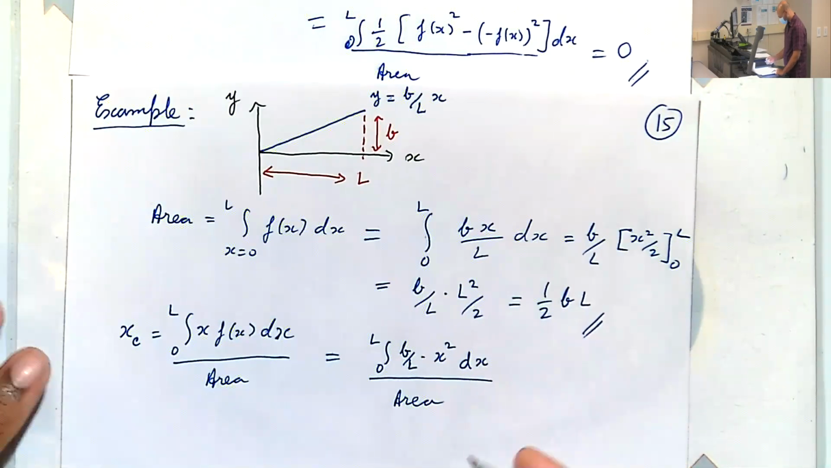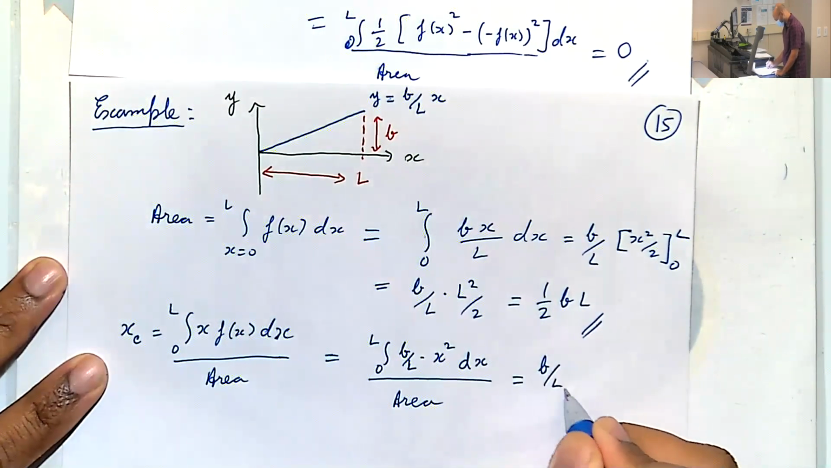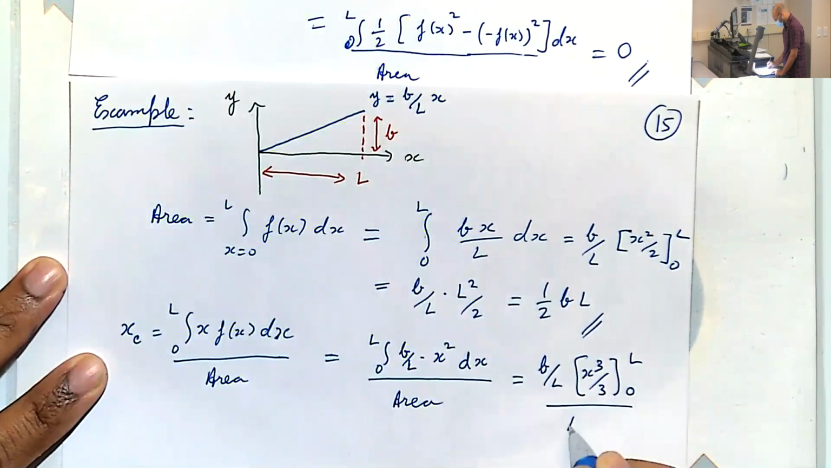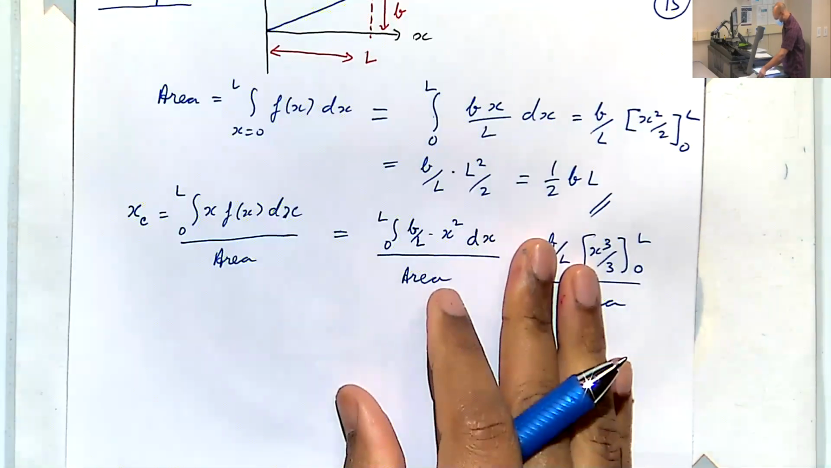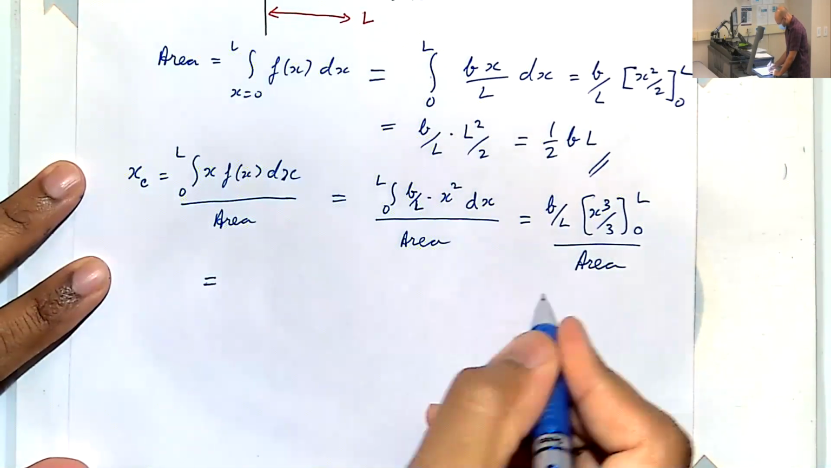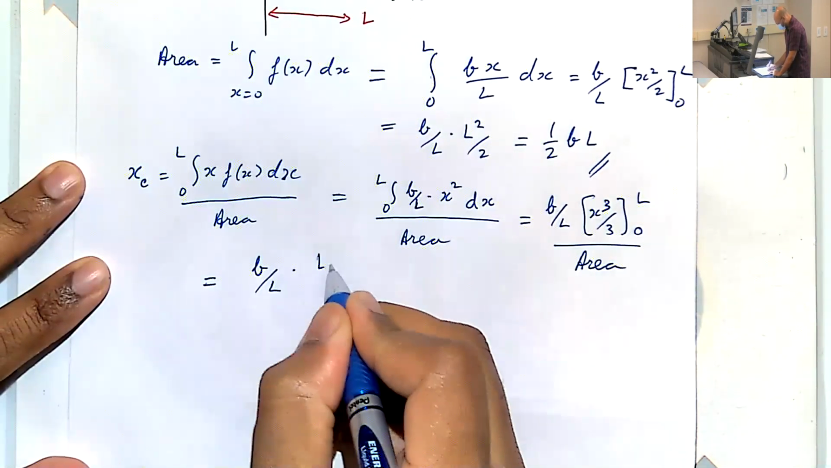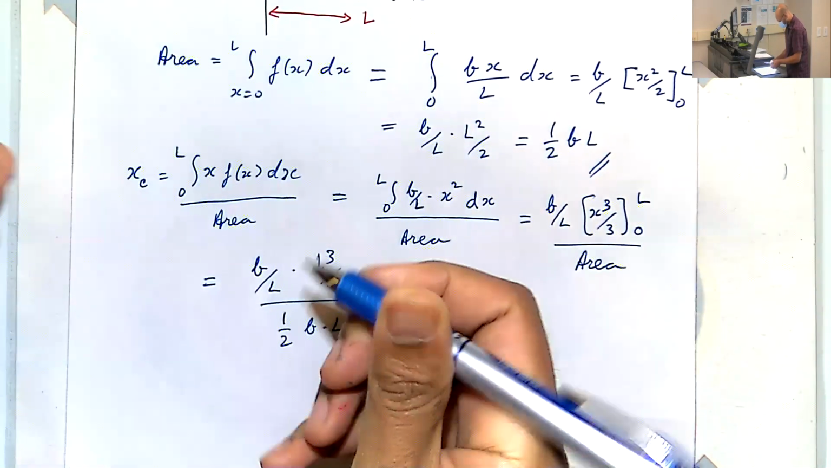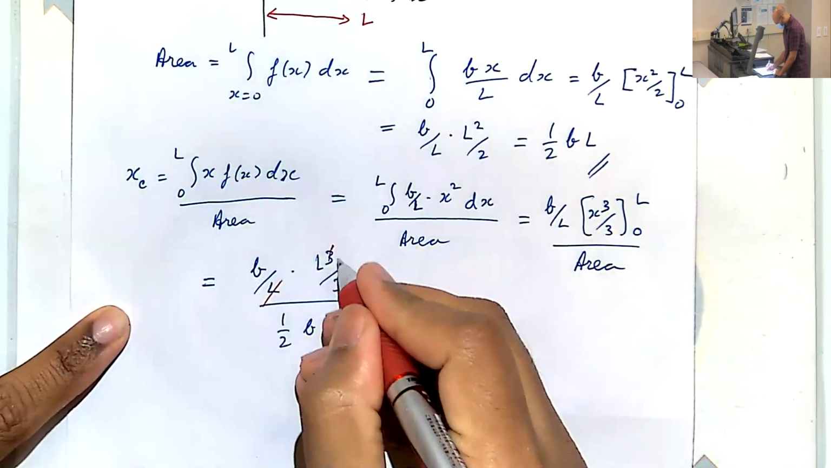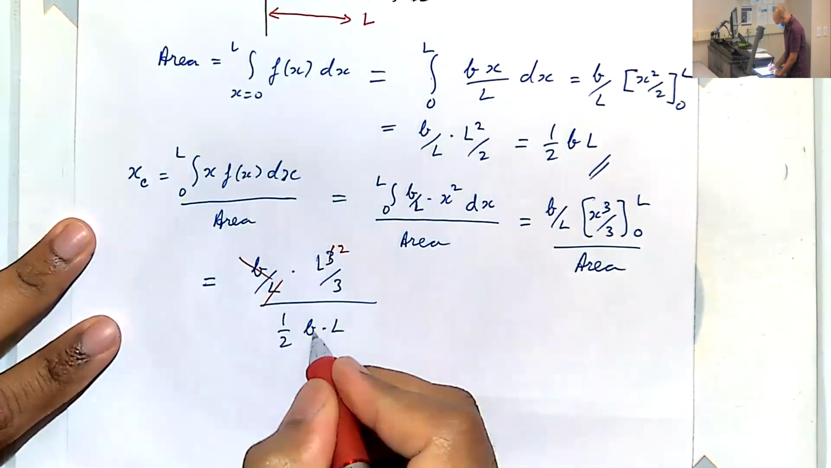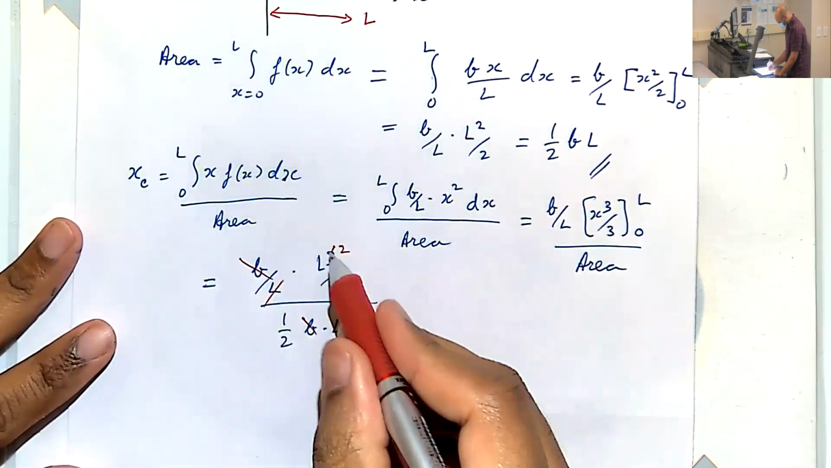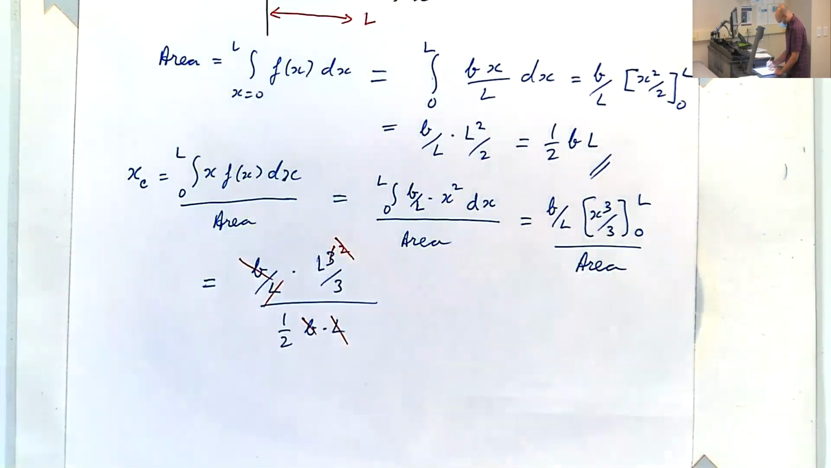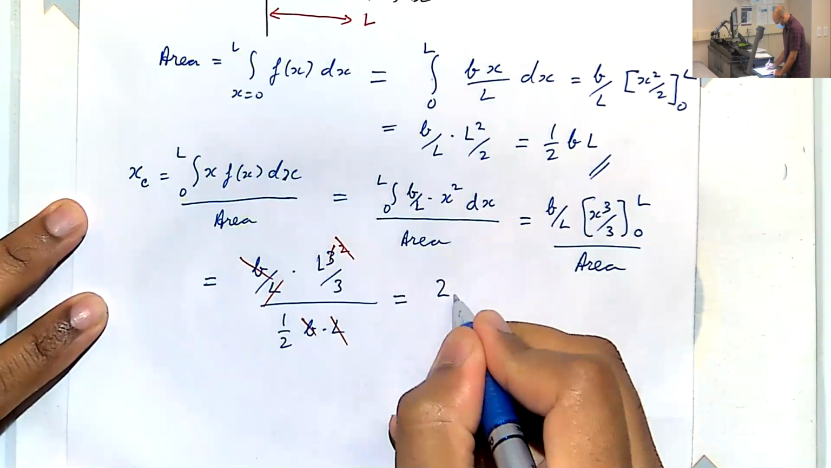B over L is constant, so it's easy to integrate. So this becomes b over L, x cubed over 3, from 0 to L, over area. So it is b over L, L cubed over 3, over half b times L. That gives us a 2. This is gone, and this cancels that. Two L over 3.